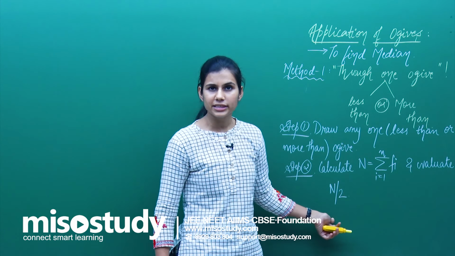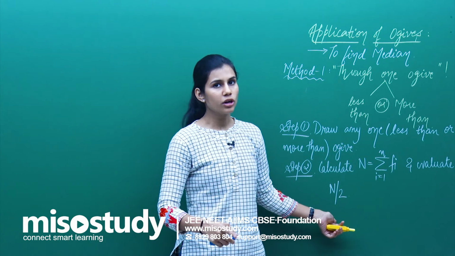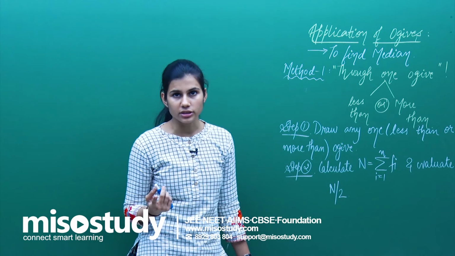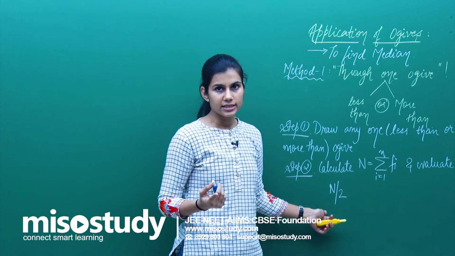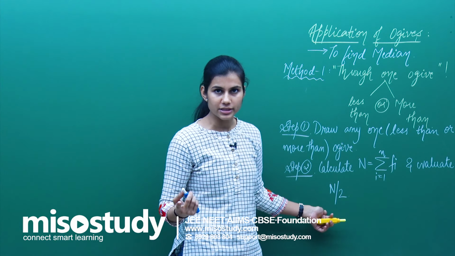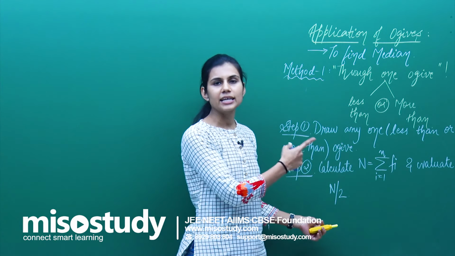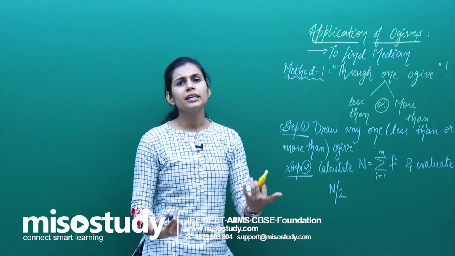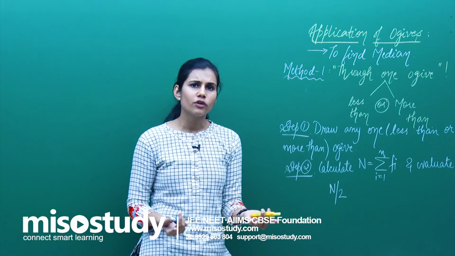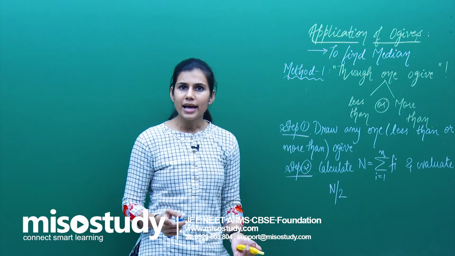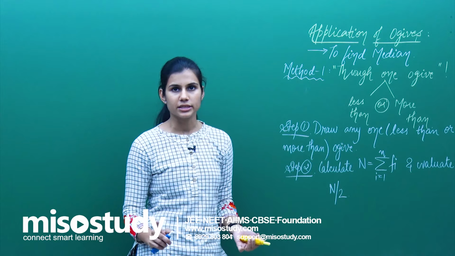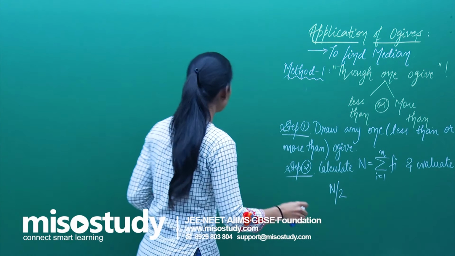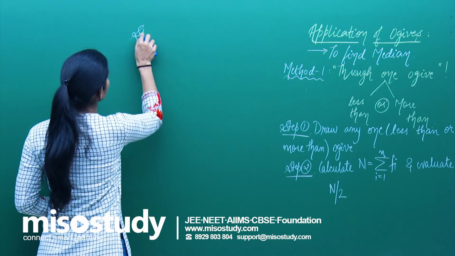The moment you have evaluated N by 2, what do you do in your ogive? In your y-axis, you have cumulative frequencies plotted, isn't it? In the x-axis, you plot the upper limits or the lower limits of the class intervals, depending upon whether you are drawing the less than ogive or the more than ogive. But on the y-axis, you always have cumulative frequencies. So the moment you have evaluated this value of N by 2, you go to step 3.